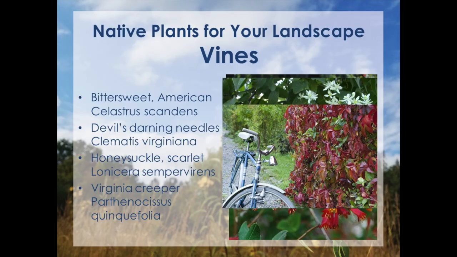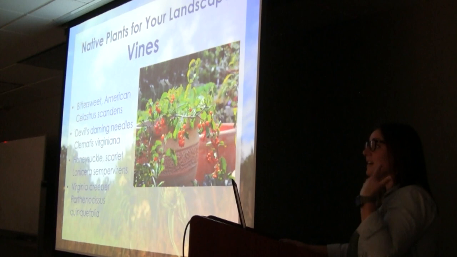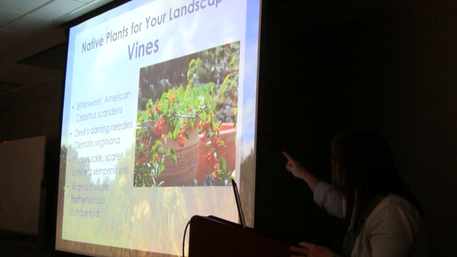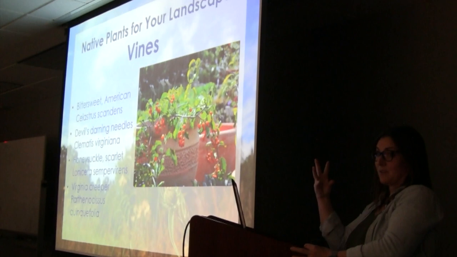Vines, can't forget about vines. Vines have their place if they're put in the right location. So, American bittersweet. We're so familiar now with seeing the Asiatic bittersweet, which has an orange seed capsule around the seed, and it has a red seed inside. And the American one, the native version, has a yellow seed capsule. So that's one of the ways that you can tell the difference between them.